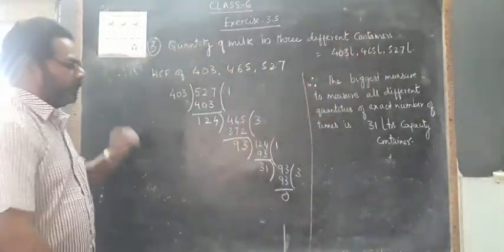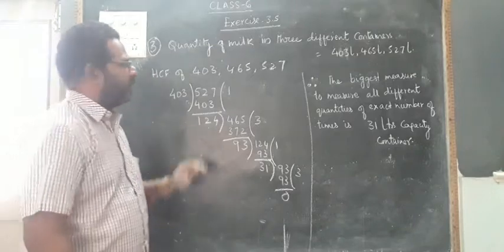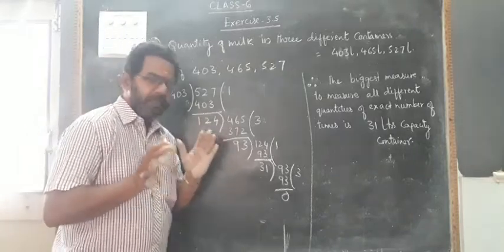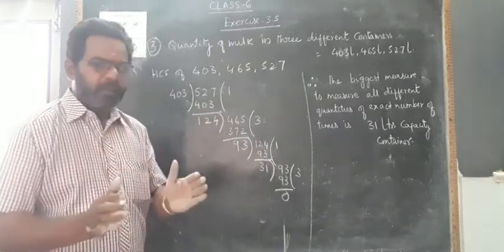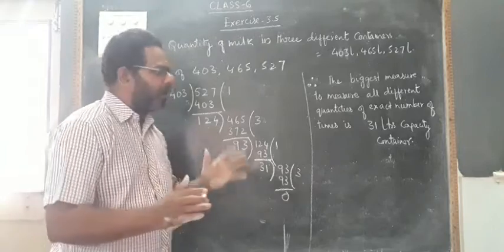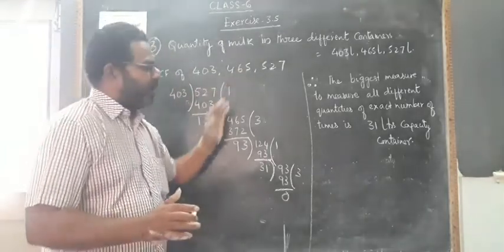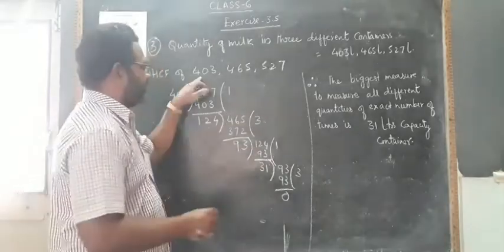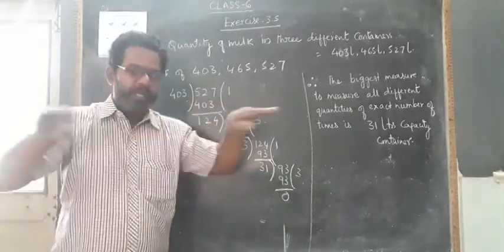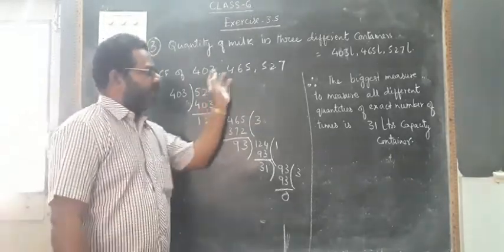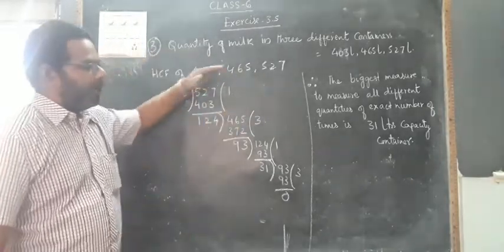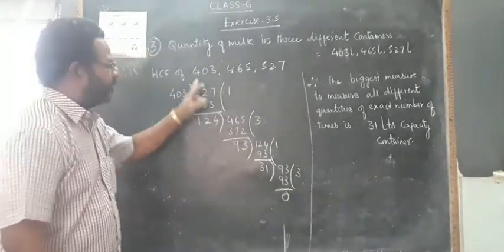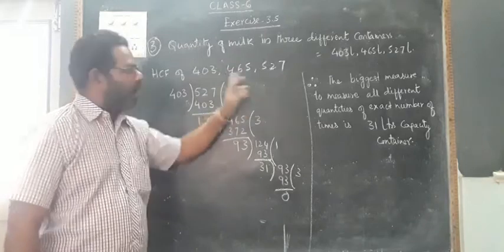These are the three different containers. They have the milk. Now what we have to find out? We have to find out the biggest measure of can or container to measure the different quantities an exact number of times. All should be equal. That means it should not be that one is more and one is less. It should be equal in all the three containers. Then what should be the container capacity? That we have to find out. Further we have to take the highest common factor of these three.